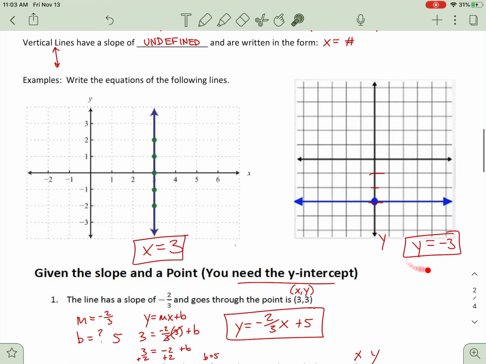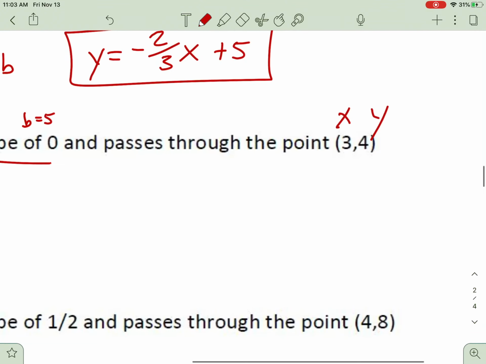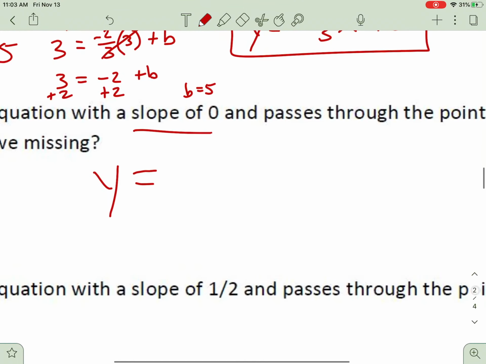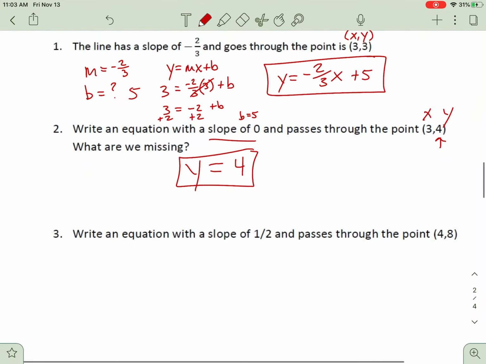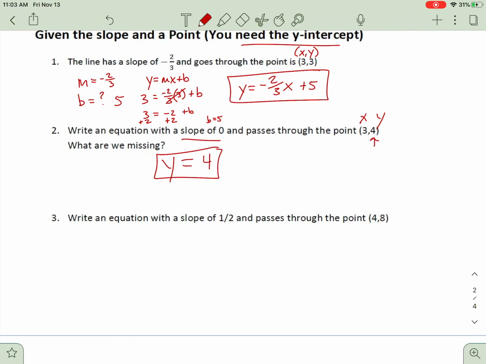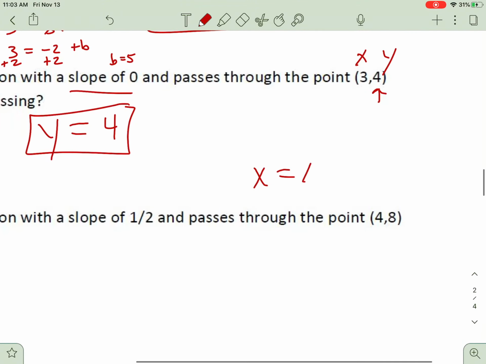So how do we write it? Well, exactly where it went through. So if it's a horizontal line, we look at our y value. In this case, it's 4, so this is y equals 4. Done. Okay, it would say x equals a number, remember, if it was an undefined slope.